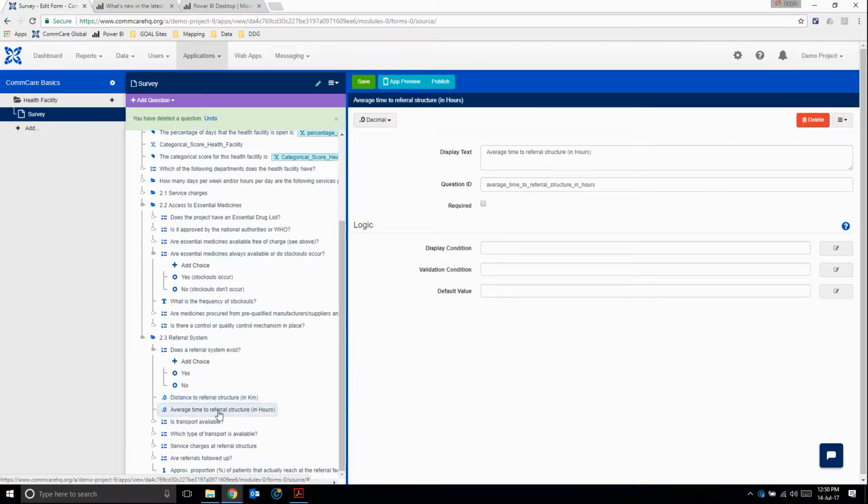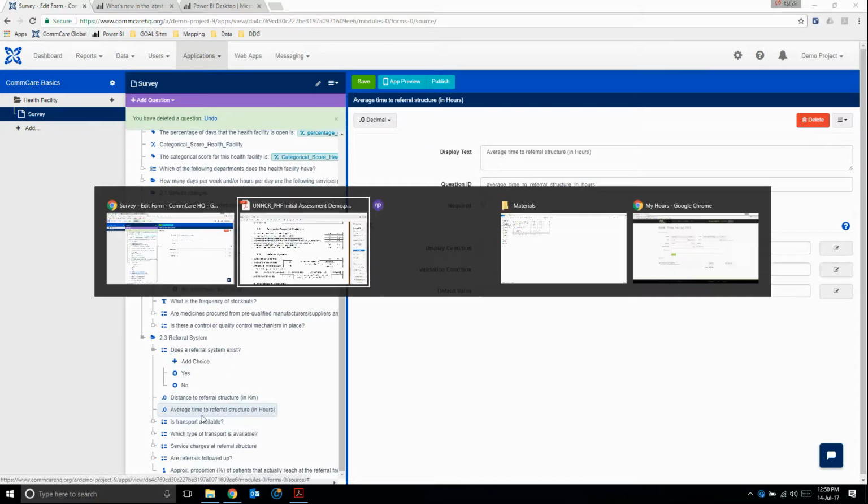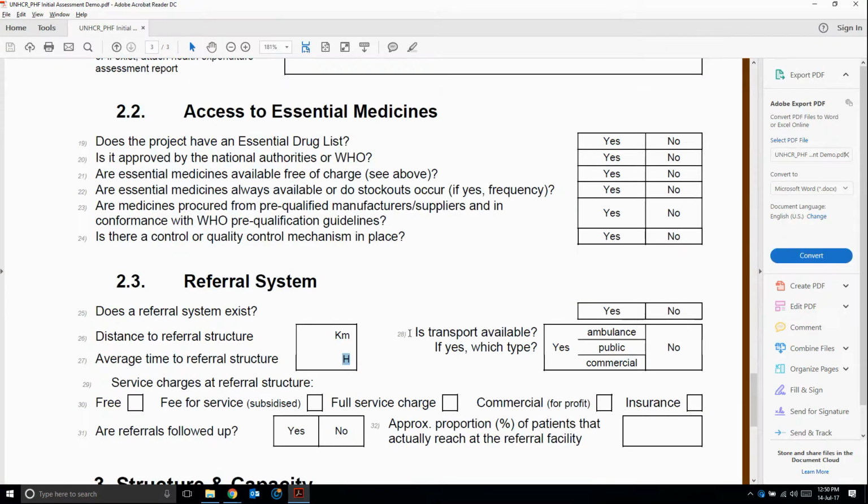And again, average time to referral structure in hours. I added this in both the label and the question ID, not required, and it's a decimal again. So then, okay, the next question, 28. So this is, again, kind of a tricky question, right? Because this one has a question within a question.